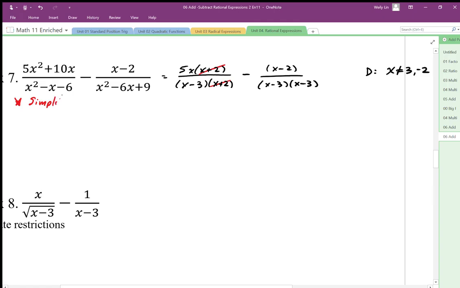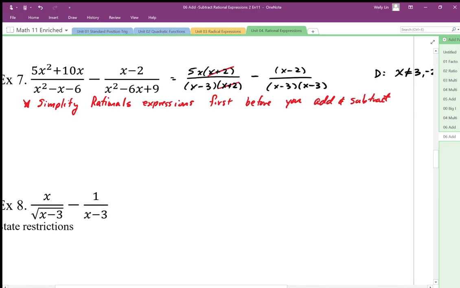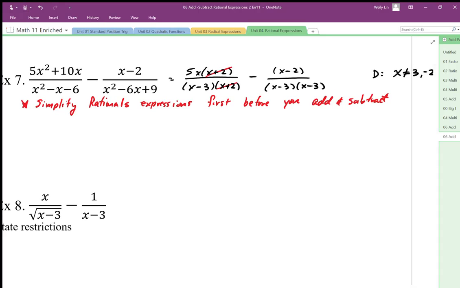So we want to simplify rational expressions, and fractions as well. Rational expressions first before you add and subtract. Okay? Because it is much easier to add and subtract with lower powers and smaller looking expressions than it is to deal with higher power expressions. So I'm just going to rewrite this here.